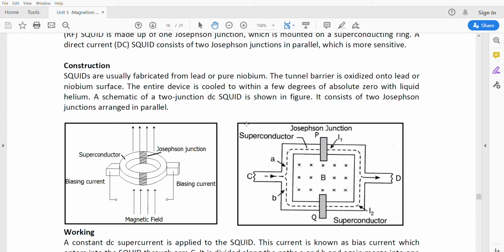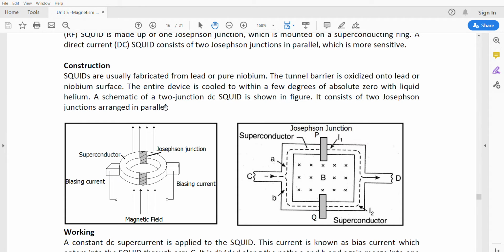A tunnel barrier is developed here. Here two Josephson junctions are developed using an insulating material, and a superconductor is developed in the form of a ring. Here what will happen? The current is applied here, that is said to be the biasing current. The AC Josephson phenomenon is observed here.